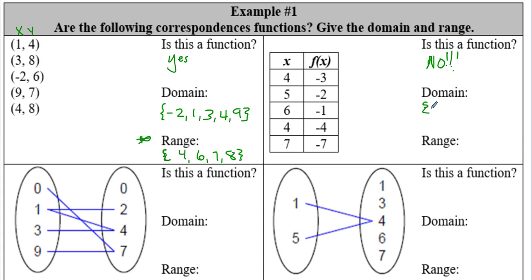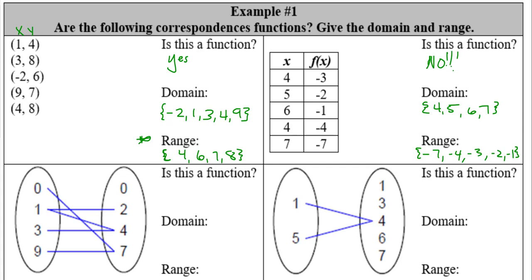Is this a function? No, it is not. Well, let's go ahead and list the domain. Our domain would be 4, 5, 6, 7, squiggly. And then our range would be -1, -2, -3, -4, -7. Should we go the other way? Those are negative numbers: -7, -4, -3, -2, and -1. Very good.